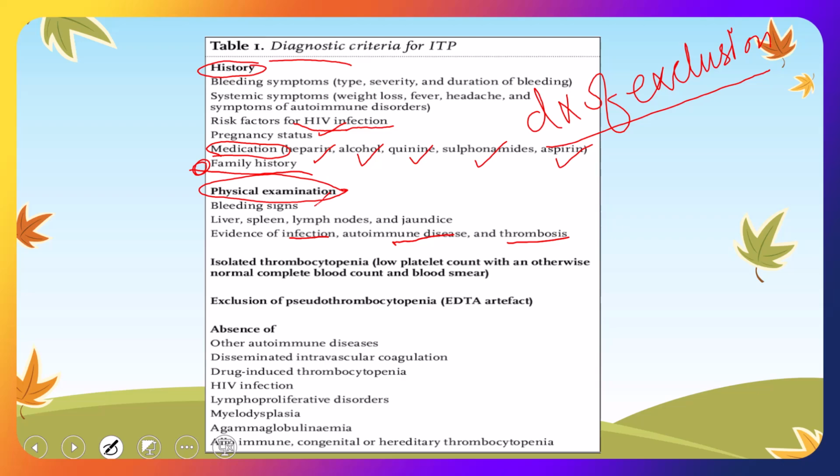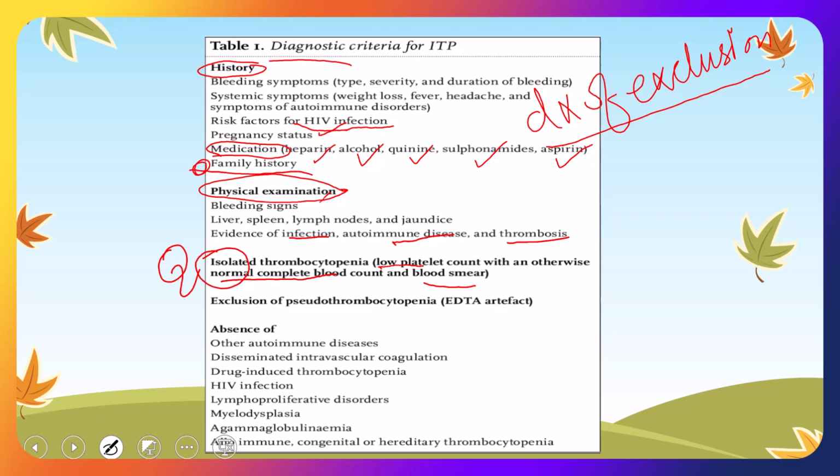So isolated thrombocytopenia, this is like a buzzword. This is an important clue for you in solving your question regarding ITP. If you found isolated thrombocytopenia, what does that mean? If you found low platelet count with an otherwise normal complete blood count and blood smear, there is no abnormality found in the peripheral smear and in the CBC, complete blood picture, except for only thrombocytopenia, then it can be ITP.